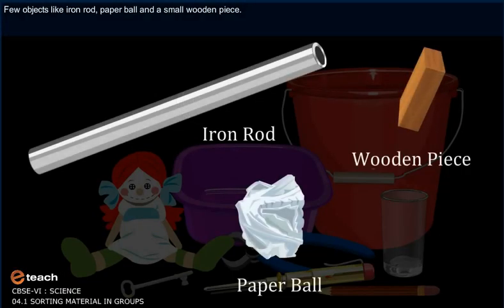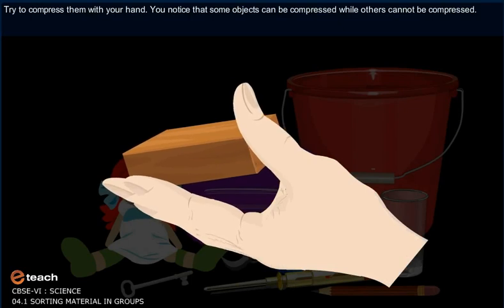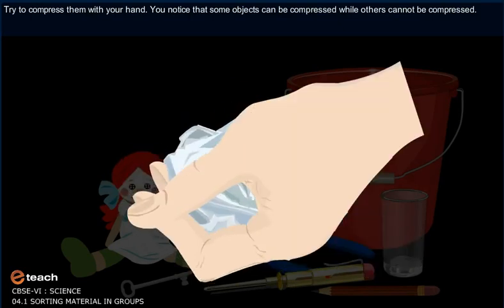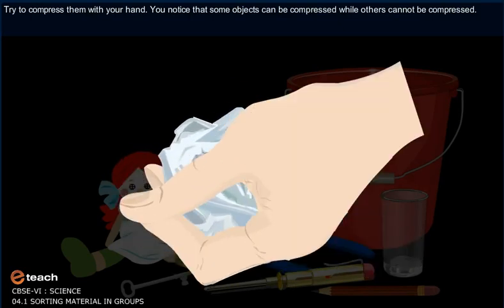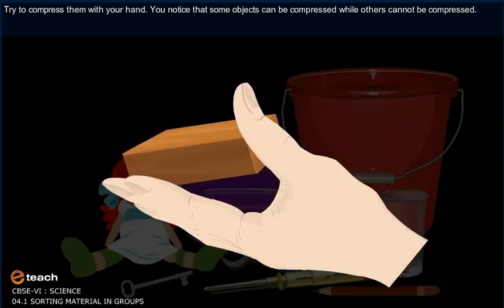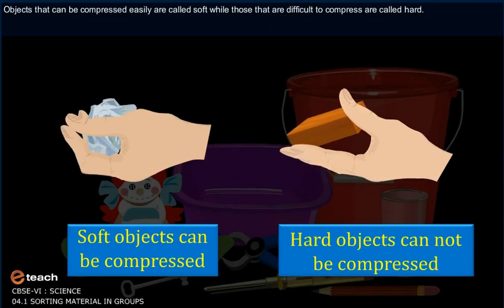Take a few objects like an iron rod, a paper ball, and a small wooden piece. Try to compress them with your hand. You notice that some objects can be compressed while others cannot be compressed. Objects that can be compressed easily are called soft, while those that are difficult to compress are called hard.